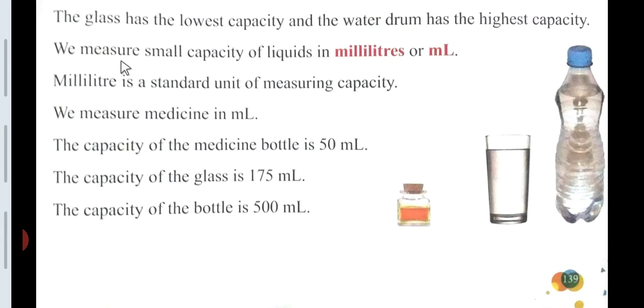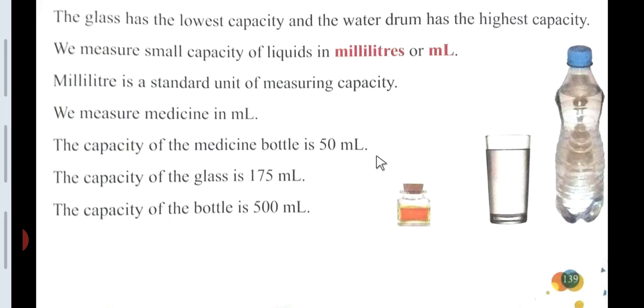Let's move on. The glass has the lowest capacity and the drum has the highest capacity. We measure small capacity in milliliters or ml. Milliliter is the standard unit of measuring capacity. So we measure medicine in ml. The capacity of a medicine bottle is 50 ml. You can see here the bottle of medicine, and 50 ml of medicine is here.